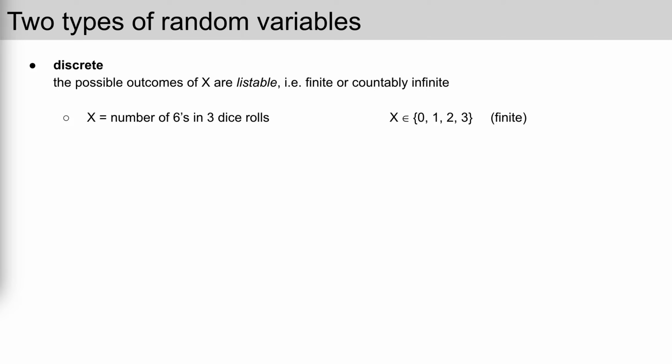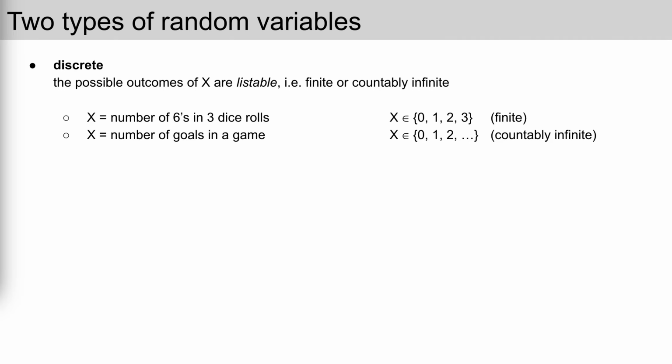Or let X be the number of goals that are scored in a soccer or football game. In this case, we can also start listing out the possible outcomes of X, thus X is discrete. There might be 0 goals, 1 goal, 2 goals, and so on. Technically, notice that there's no upper limit to how many goals there might be in a game. Thus, the set of possible outcomes is infinite. But since we can start listing or counting the possibilities, the set is countably infinite.